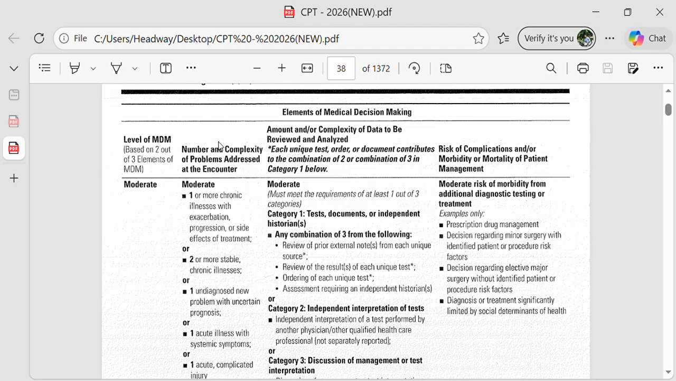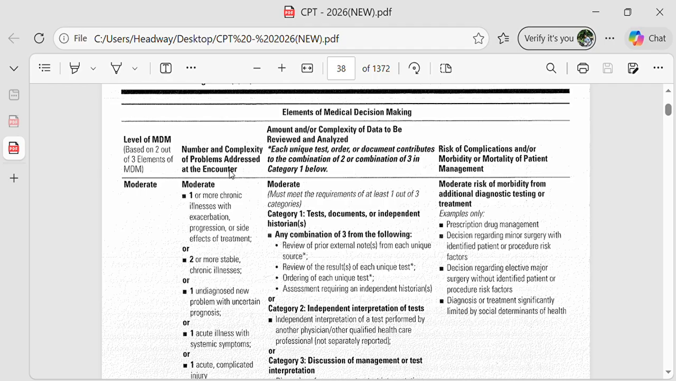So COPA, I already told you, this is the COPA. We normally just call it COPA. The exact meaning of COPA is complexity of problems addressed. What is there in the COPA? Like what happened to the patient? Is the patient having a chronic condition or acute condition, or chronic illness or any complications? So this COPA is about the complexity of problems to be addressed.